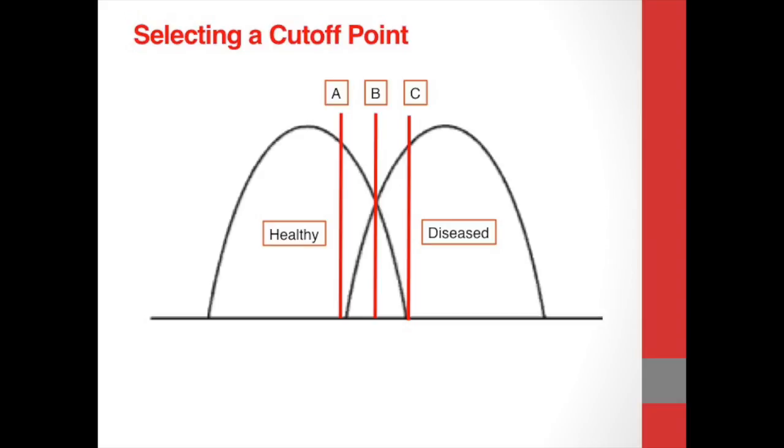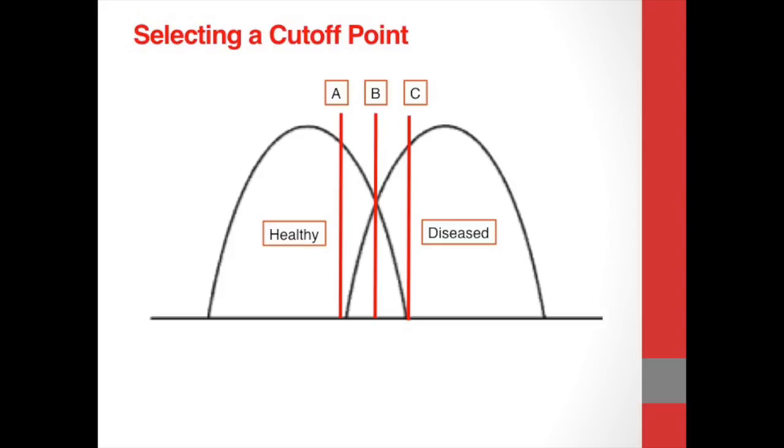Now let's set the cutoff at point B. The result would be a test with equal sensitivity and specificity, as well as the same number of false positives and false negatives. We will have moderate sensitivity and moderate specificity. However, the usefulness of a screening test with these characteristics is highly questionable.